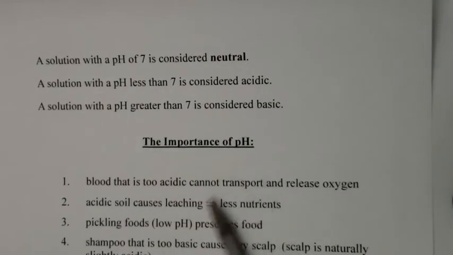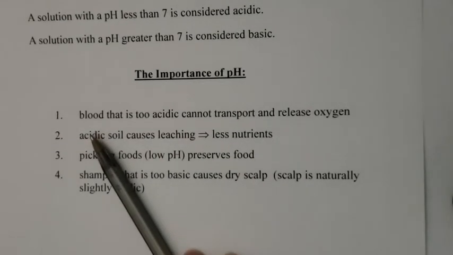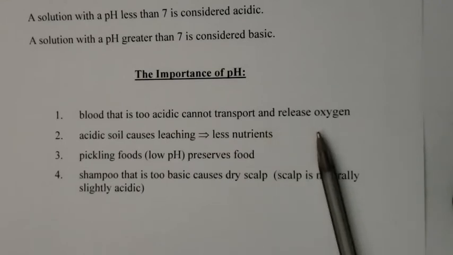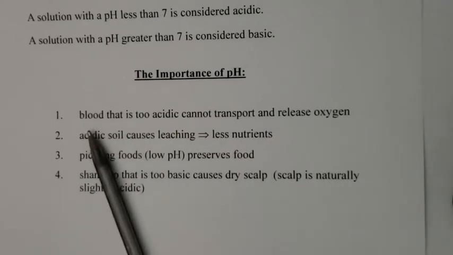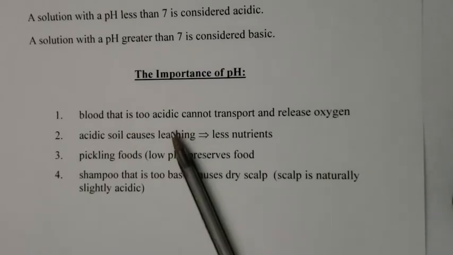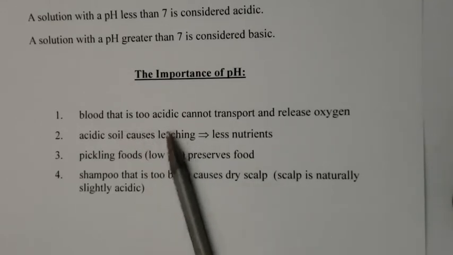So, the importance of pH. We know that blood that's too acidic cannot transport and release oxygen. And it's funny that what you eat can actually affect the acidity of your blood. If you have a very acidic diet and you eat very acidic foods, lemons are extremely acidic, it can actually change the pH in your body and affect your health.